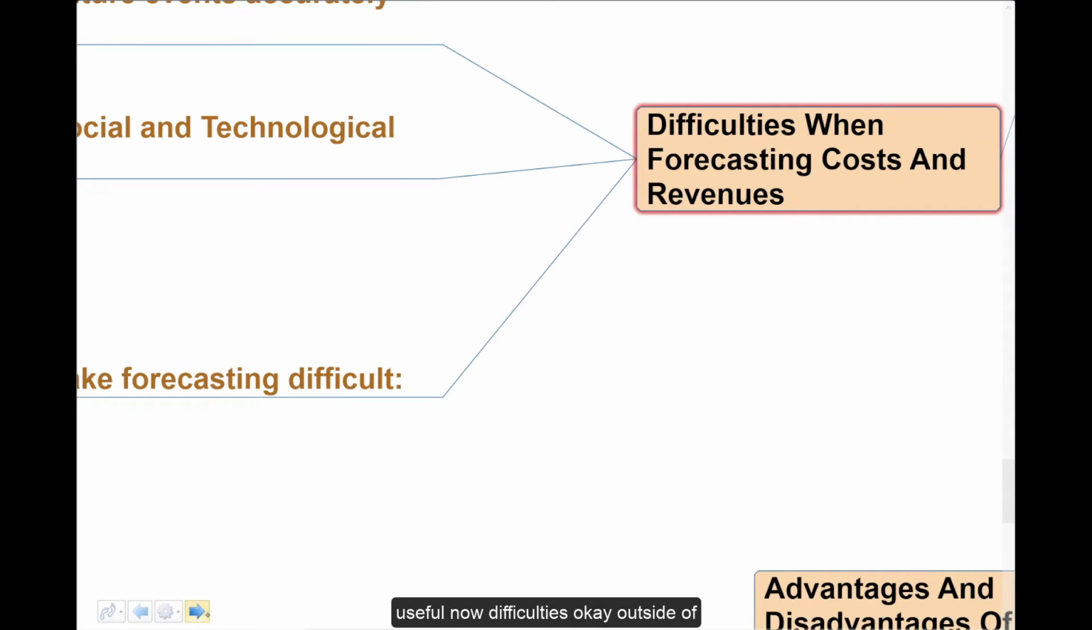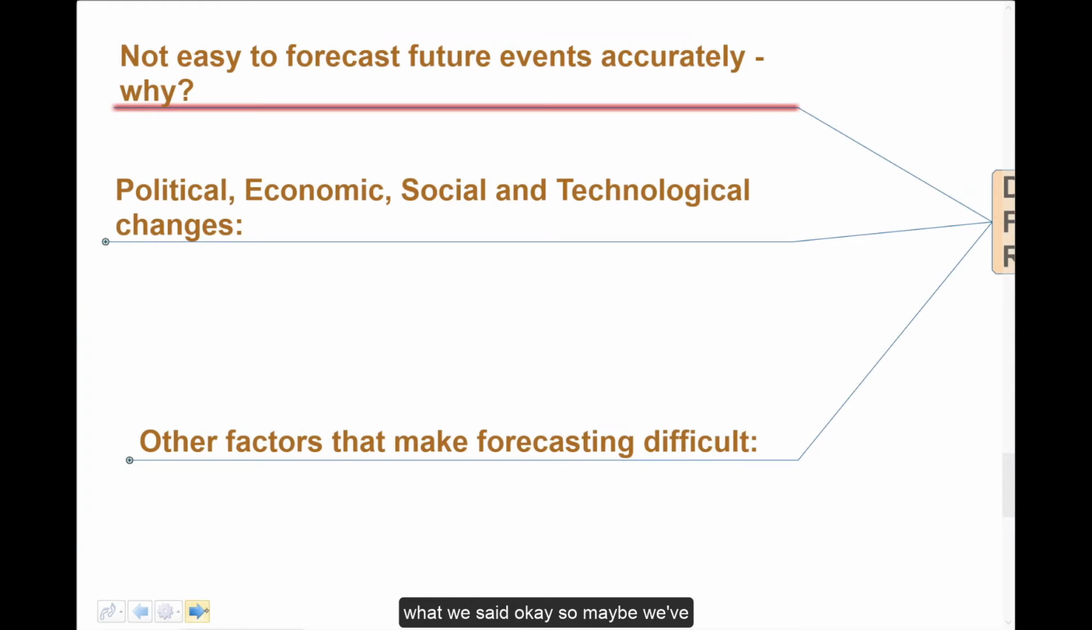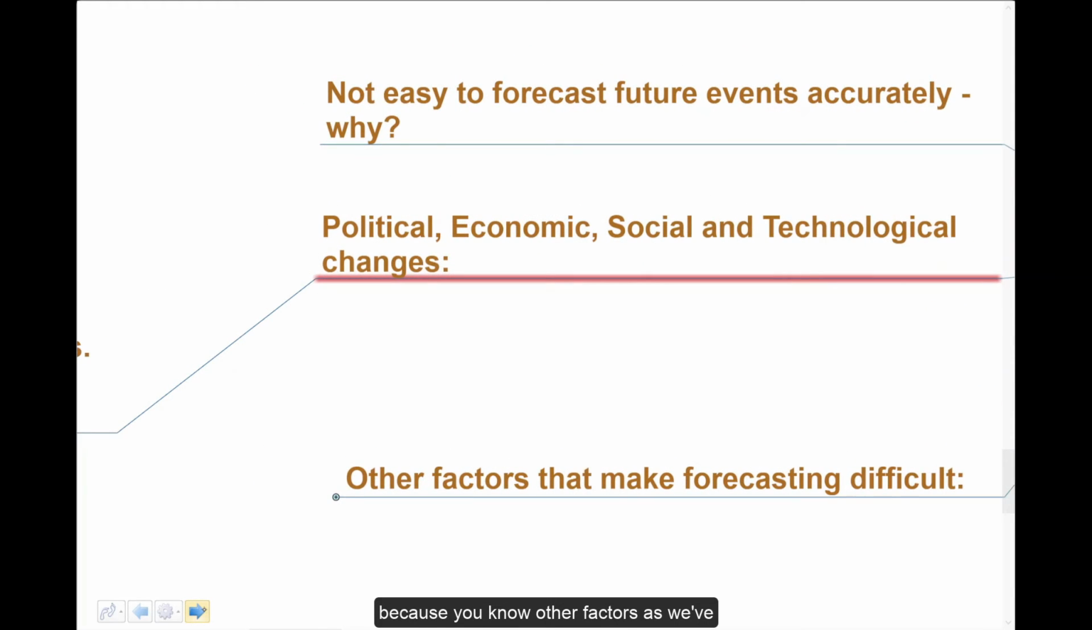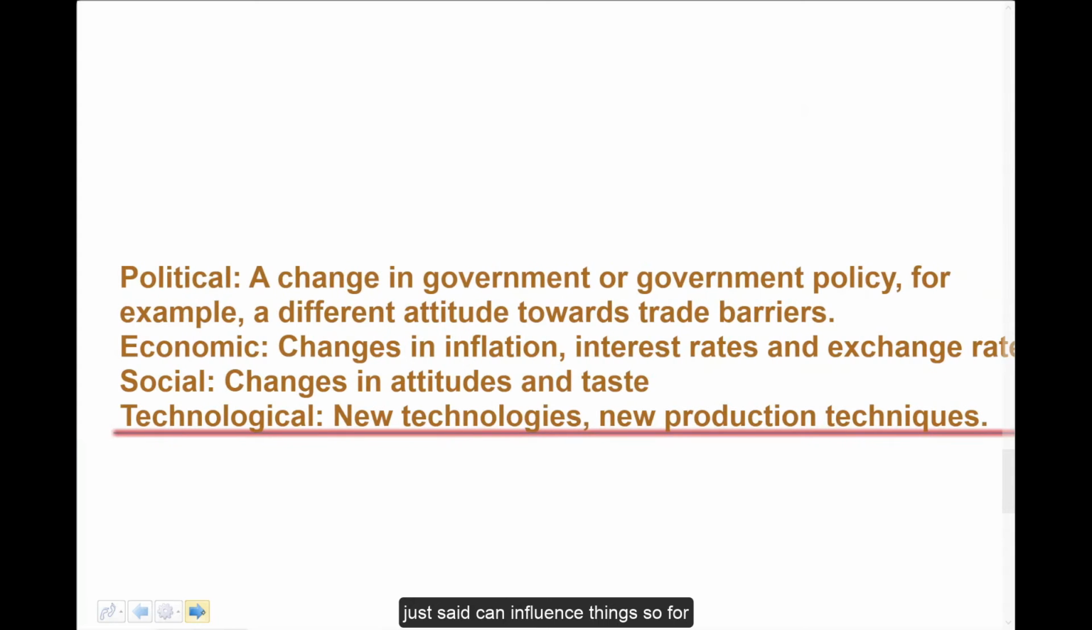Now, difficulties, okay, outside of what we said. So maybe we've established a relationship based on past information. We know that we can use these formulas to help us. Is that it? Well, not exactly, because other factors, as we've just said, can influence things. So for example, if we think about PEST, we think about these factors. Political, as an example. Let's say something that changes in relation to trade barriers. That could manifestly affect our business.